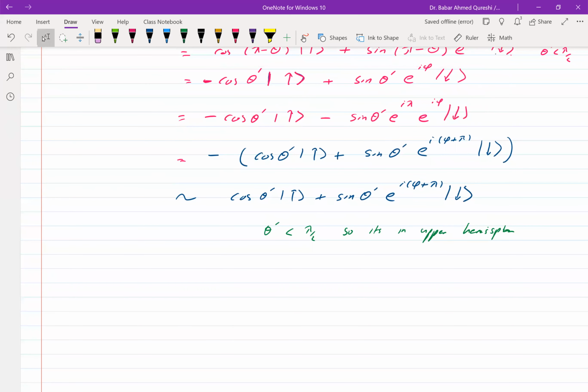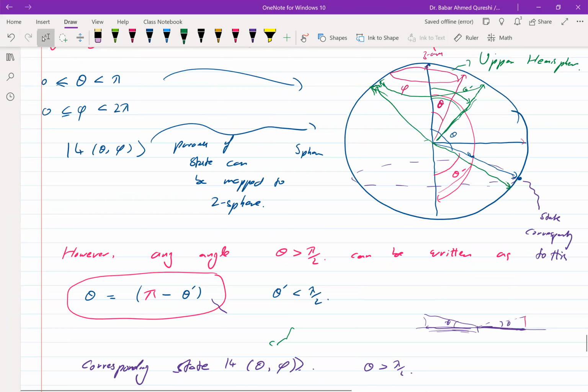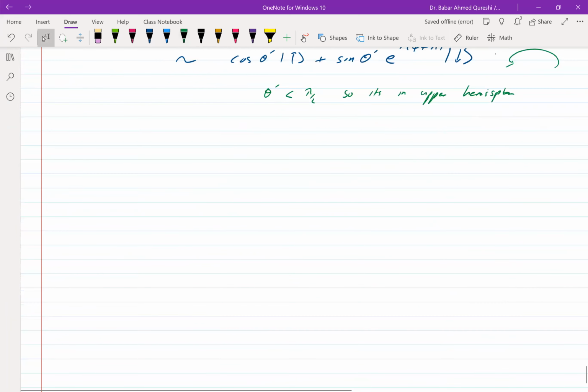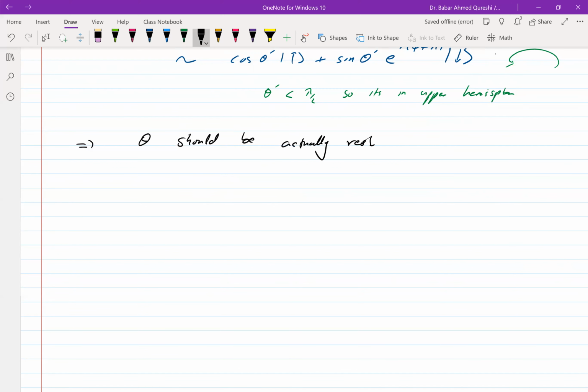You can compute what theta dash is. It's just pi minus theta. And then you rotate around to the other side on the upper hemisphere by an angle pi. So I can get all the states by restricting myself to the upper hemisphere. So that implies theta should be restricted to these values.